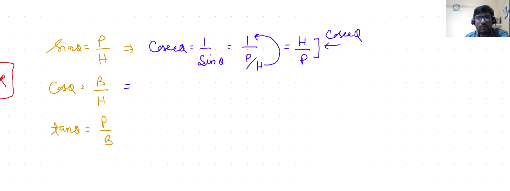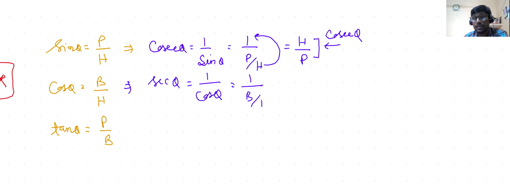For the sec theta, why? Sec theta is the inverse of the cos theta. So the inverse of cos theta means 1 upon base upon hypotenuse. Hypotenuse is carried toward the upper side, to the numerator. So hypotenuse upon base is equal to what? The sec theta.